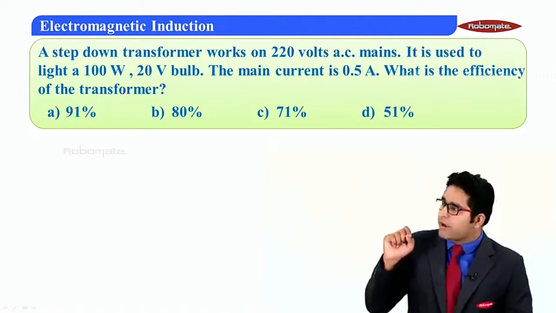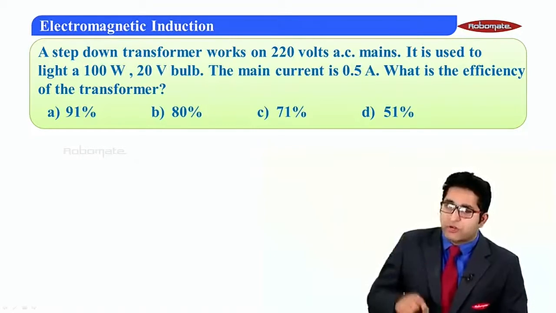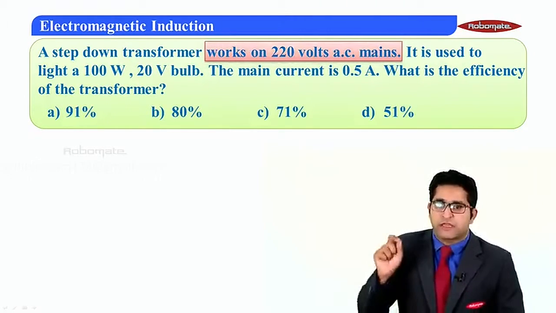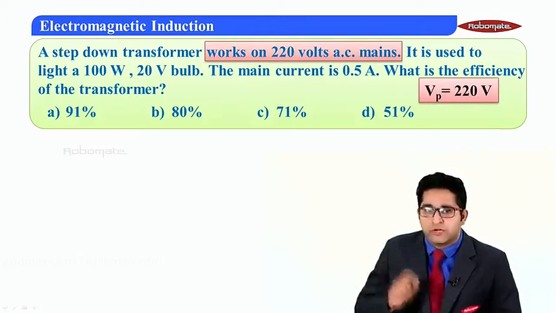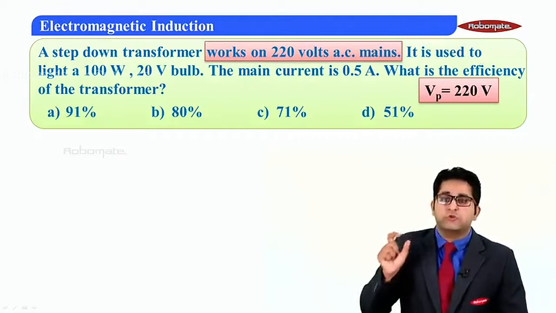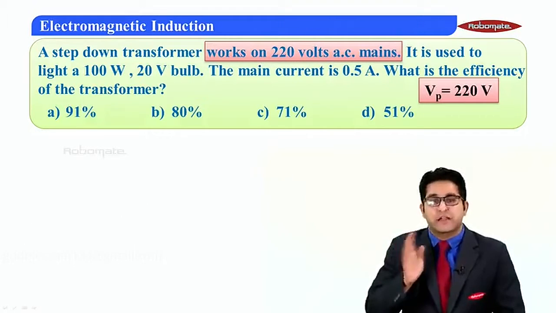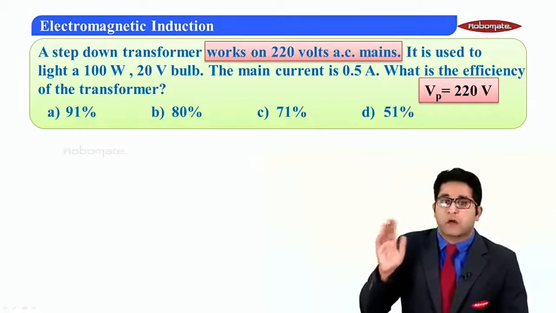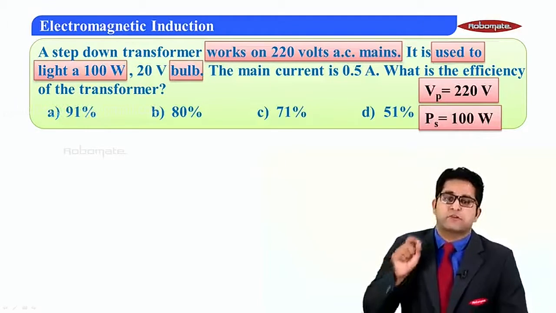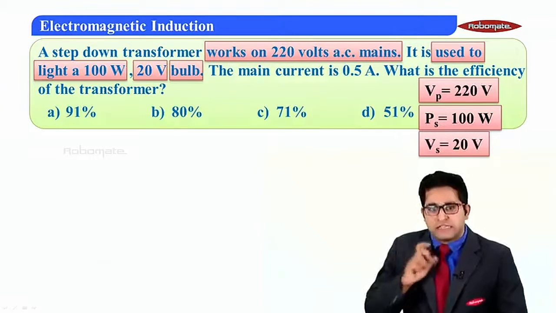Now students, over here we are provided with a step down transformer, and the voltage on the primary side is 220 volts. So let us write down the given data. VP is equal to 220 volts, connected on the primary side. It is used to light a 100 watt bulb. This bulb is always connected across the secondary coil of transformer, so this is the power across the secondary coil. So PS is equal to 100 watts. And the voltage across the bulb is 20 volts, so ES is equal to 20 volts.